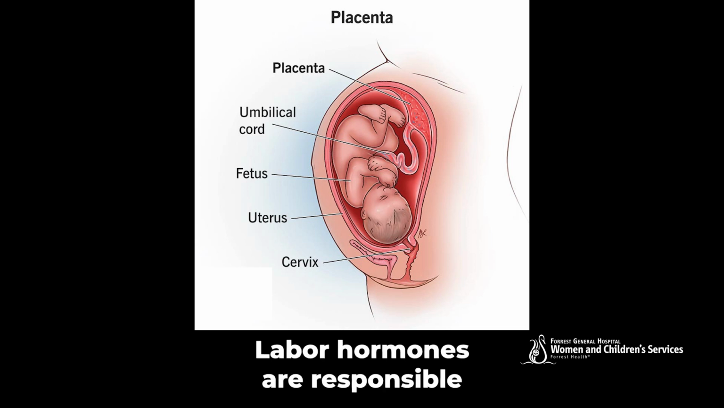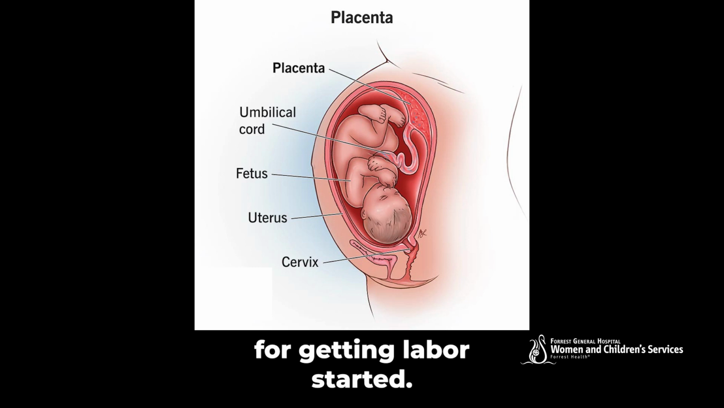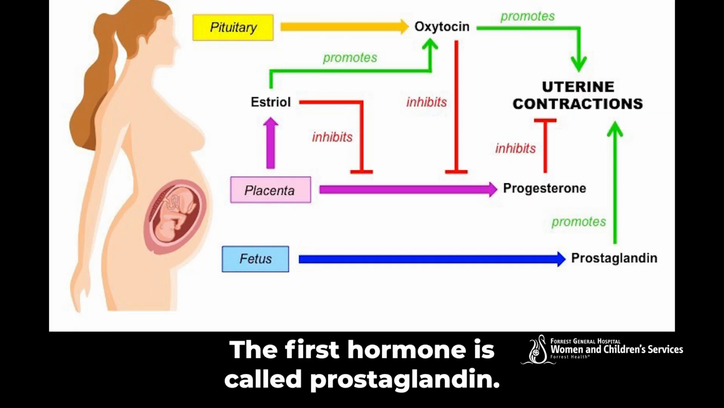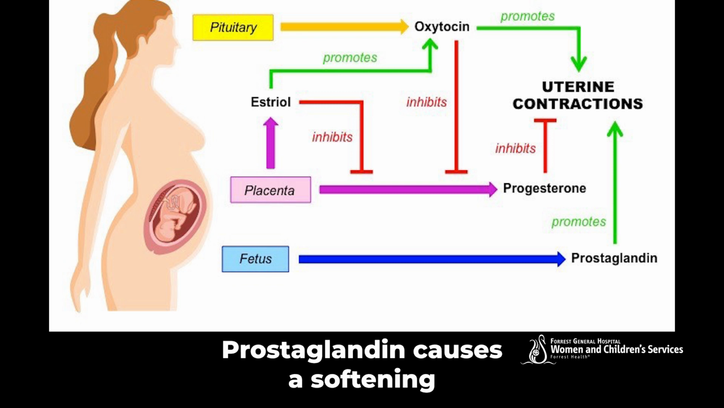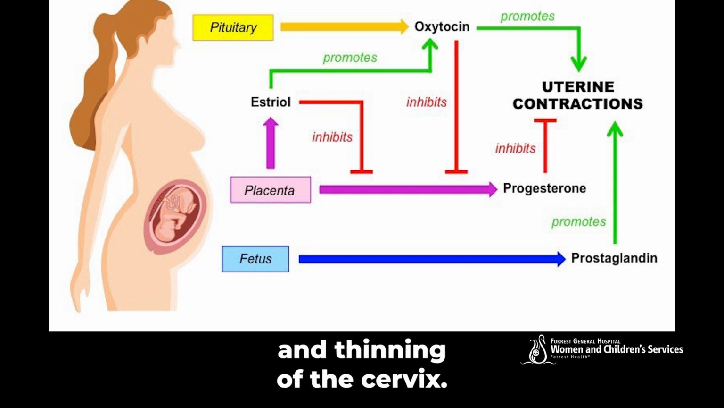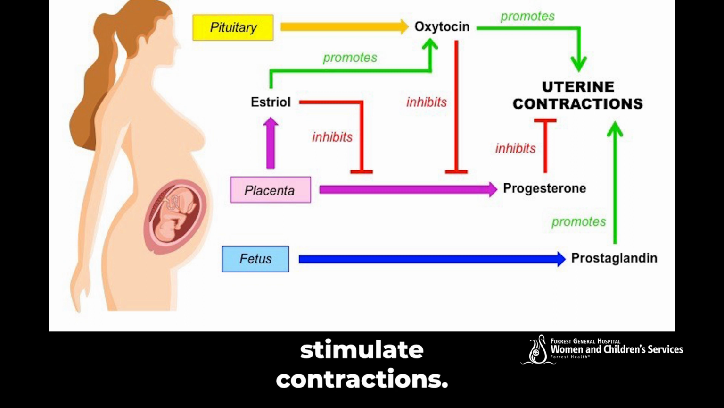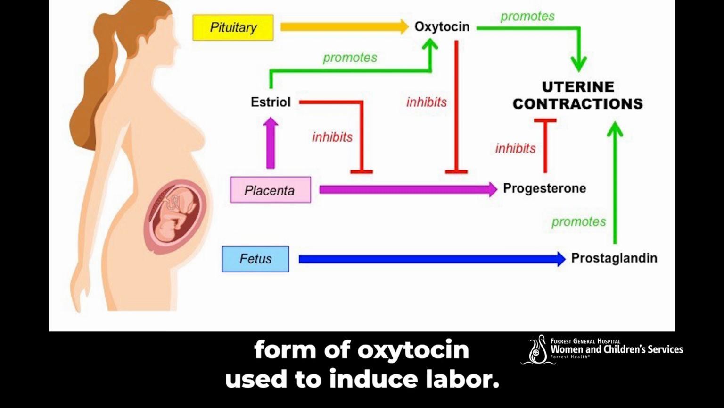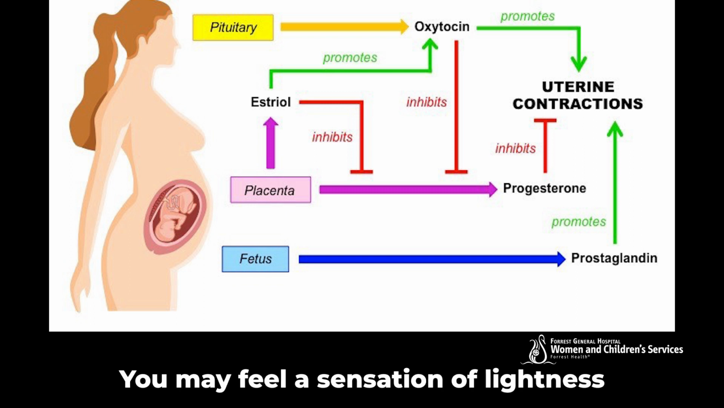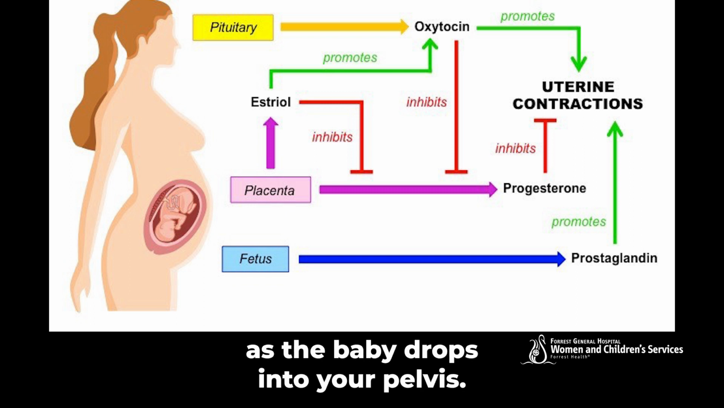Labor hormones are responsible for getting labor started. The first hormone is called prostaglandin. Prostaglandin causes a softening and thinning of the cervix. Oxytocin is a hormone which can help stimulate contractions. Pitocin is the man-made form of oxytocin used to induce labor. You may feel a sensation of lightness as the baby drops into your pelvis.